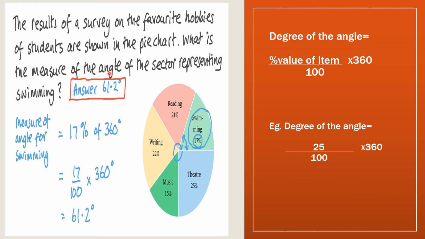Let's see here. The results of the survey on the favorite hobbies of students are shown in the pie chart. What is the measure of the angle of the sector representing swimming? Now the percentage is given, and that is 17%. We need to find the degree of the angle that we need to plot. So you have 17% of 360, in other words. So the measure of the angle is given by 17 upon 100 multiplied by 360. And when we do that, we get 61.2 degrees. So we will keep our protractor at this point and we will plot 61.2 degrees. And that would give us this radius here.